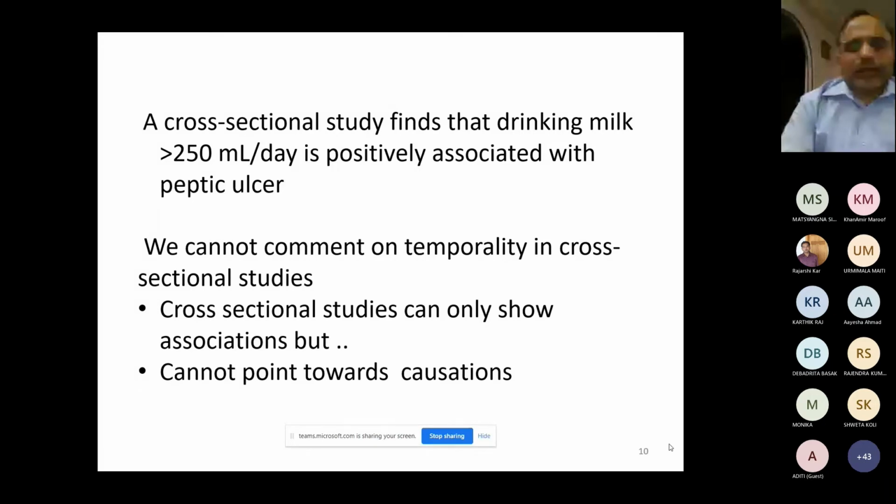Now the problem with this kind of data is, yes, there is an association, but you cannot comment on the cause-effect relationship. You cannot comment on temporality in cross-sectional studies. ये सिर्फ association दिखा सकता है, cause-effect नहीं बता सकता. ऐसा क्यों? ऐसा इसलिए हो सकता है कि हमें ये नहीं पता कि मिल्क पहले उसने पिया उसके बाद पेप्टिक अल्सर हुआ, कि जिसको पेप्टिक अल्सर था उसकी वजह से वो ज्यादा मिल्क पी रहा हो सकता है. उसे किसी ने बता दिया कि पेप्टिक अल्सर हो तो दूध फायदेमंद है, या उसे आराम पड़ता हो पेप्टिक अल्सर में मिल्क पीने से थोड़ा थोड़ा, वो बार बार पीता है. तो हमें ये नहीं पता कि वो ड्रिंकिंग मिल्क उसका कॉज है कि उसका इफेक्ट है.